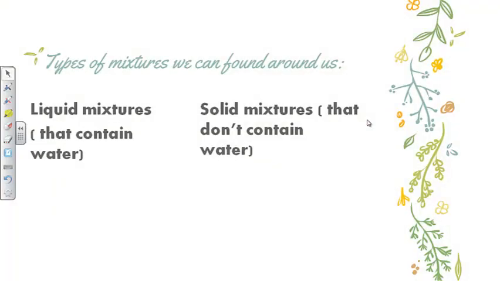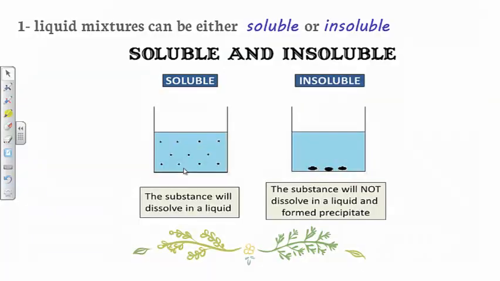Types of mixtures we can find around us. Maybe liquid mixtures that contain water, or solid mixtures, and solid mixtures are mixtures that do not contain water. Liquid mixtures can be either soluble or insoluble. Soluble, like sugar and water or salt and water. Once we put it in water, it just vanishes, it just disappears.